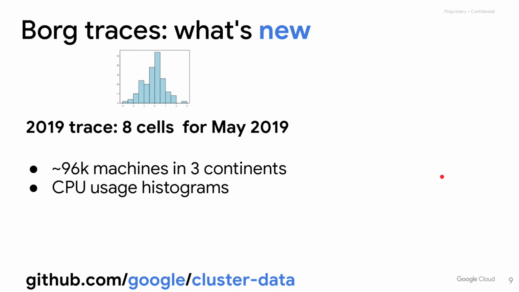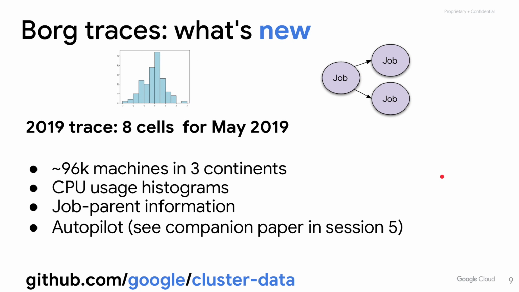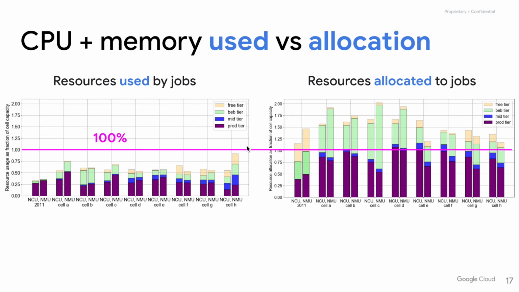We are now reporting CPU usage histograms instead of just the average usage by a particular task in a particular time period. Now what this means is that you can go and look at the instantaneous distributions of CPU usage among tasks. This recent trace has information on how jobs use this thing called autopilot, which tries to predict the resource usage of jobs. Here is the big takeaway message from all of that analysis.